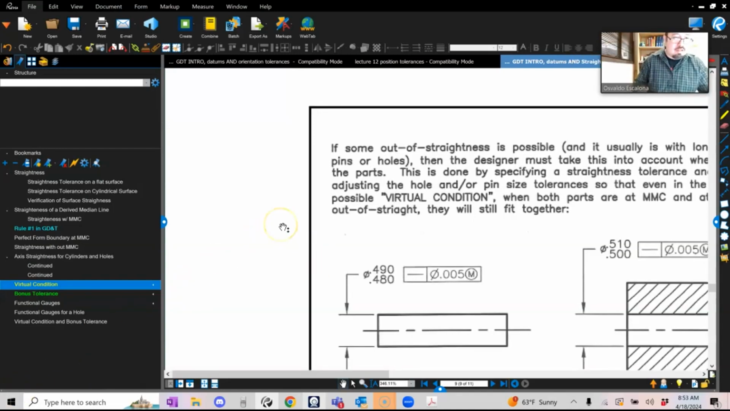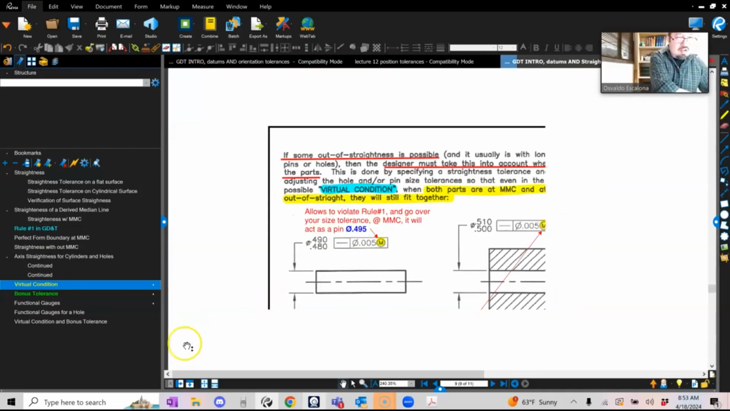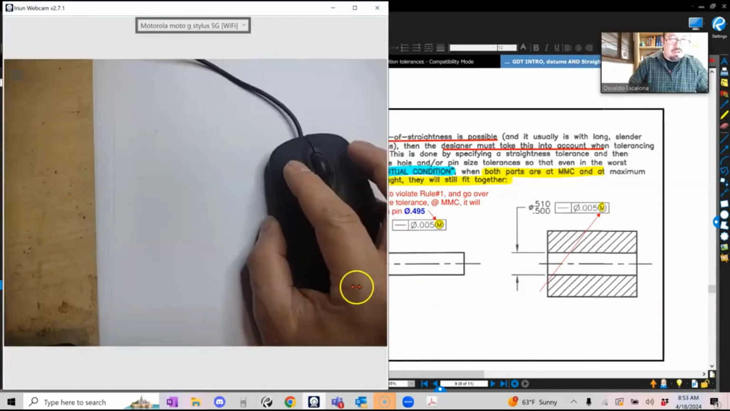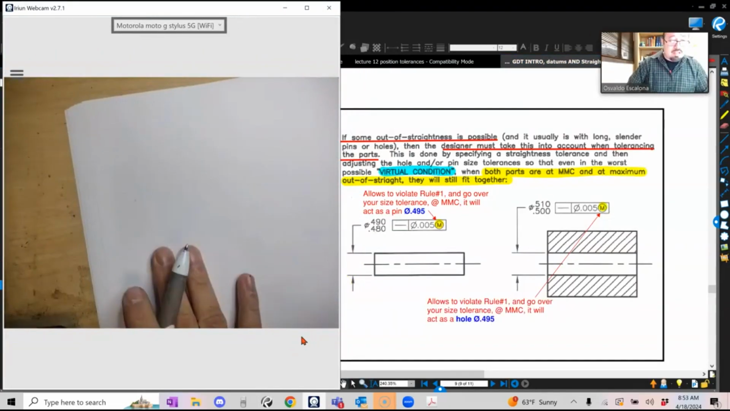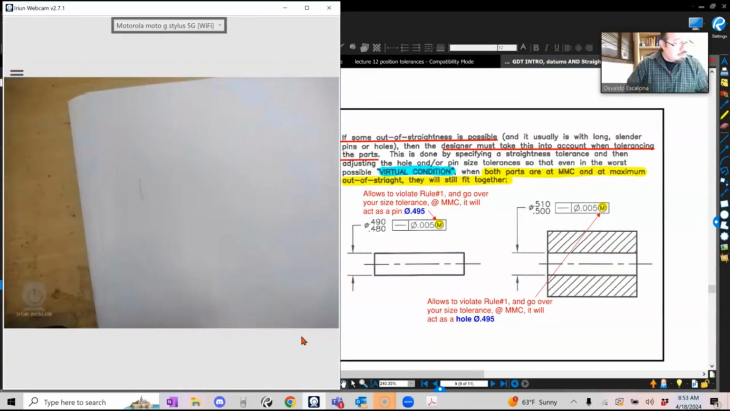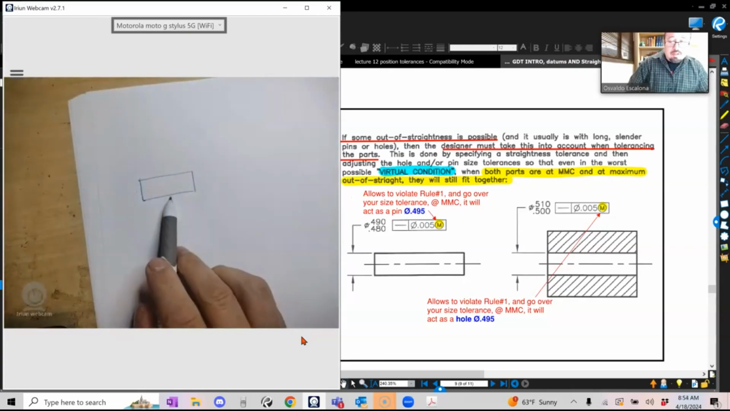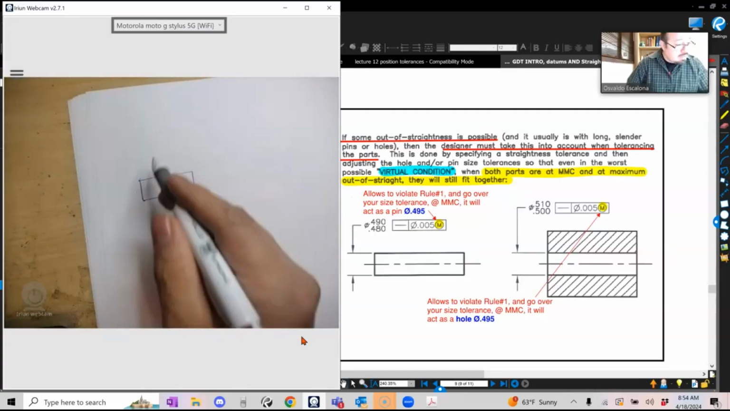So let me see over here. So for example, right now I have a pin that has been fixed. Let's make sense out of this little image that I gave you. If I have a pin which I want to put into a hole, and I have the LMC and the MMC, what's the worst case condition for a pin when it's the biggest?